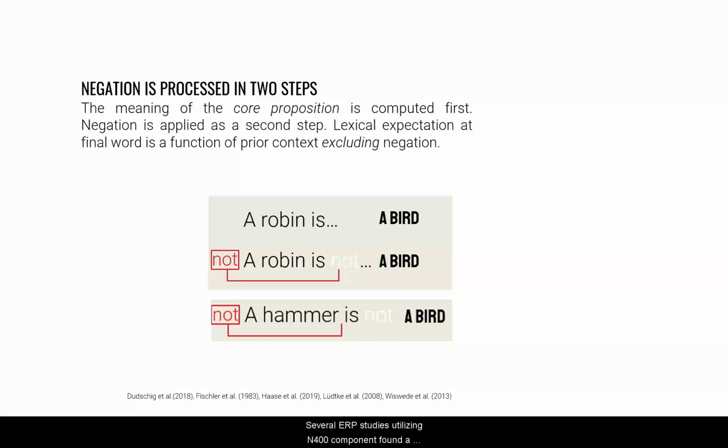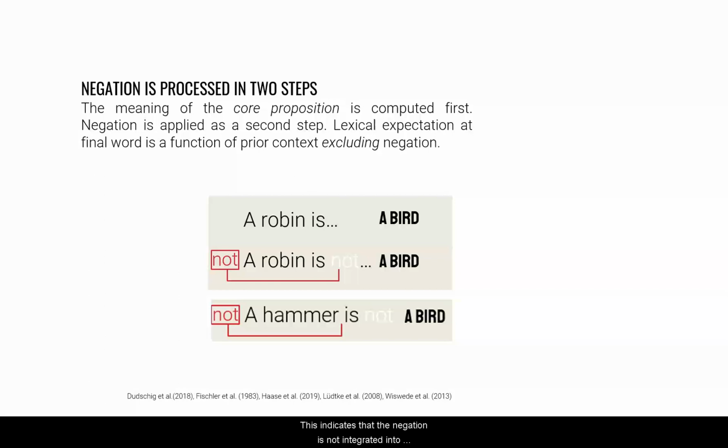Several ERP studies utilizing the N400 component found a negation-blind pattern of N400. When previous studies such as Fischler et al. 1983 compared two negated sentences, they found that N400 was not modulated by the truth value of the sentences. Importantly, true negative sentences such as "a hammer is not a bird" elicited N400 compared with false negatives such as "a robin is not a bird."